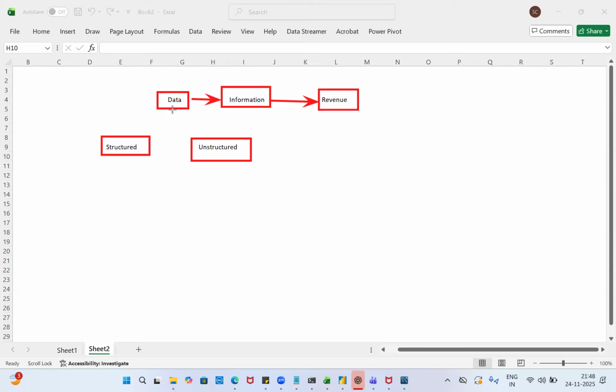And here, data is divided into two types. One is known as your structured, and another one is known as your unstructured.